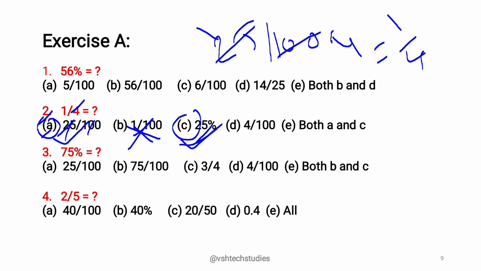So D option, if you take 4 by 100, it is 4%. 4 ones are 4, 25s are 100. If you cancel, it is 1 by 25. It is not equal to 1 by 4. So this option is not correct. Since both option A and C are correct, we have to choose option E. Option E is correct. We cannot choose only A, we cannot choose only C. We have to choose option E because both options A and C are correct.